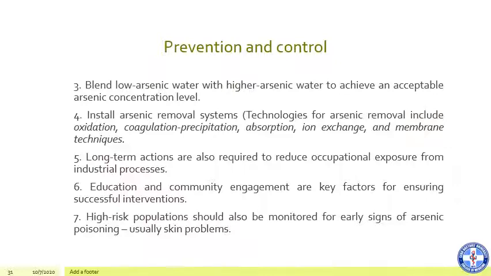Technologies for arsenic removal include oxidation, coagulation, precipitation, absorption, ion exchange, and membrane techniques. Number five, long-term actions are also required to reduce occupational exposure from industrial processes. Number six, education and community engagement are key factors for ensuring successful interventions. And number seven, high-risk populations should also be monitored for early signs of arsenic poisoning, usually skin problems.